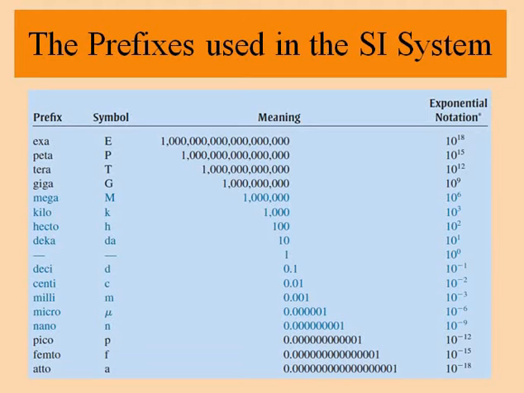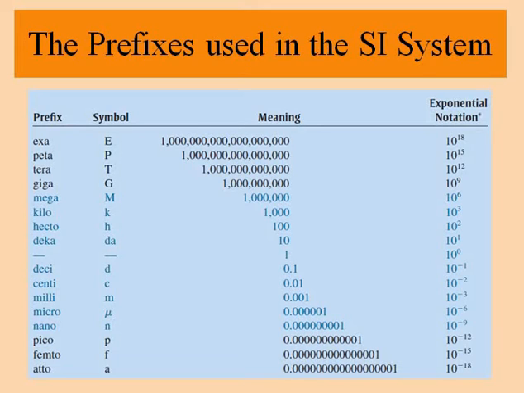Let's start with the largest prefix in this slide, which we call exa, and it is equivalent to 10 to the power of 18, and it is called quintillion. So it means that 1 quintillion is equivalent to 10 to the power of 18. The next one is peta, and peta is 10 to the power of 15, or quadrillion. Next one is tera, or 10 to the power of 12, and it is equivalent to trillion.